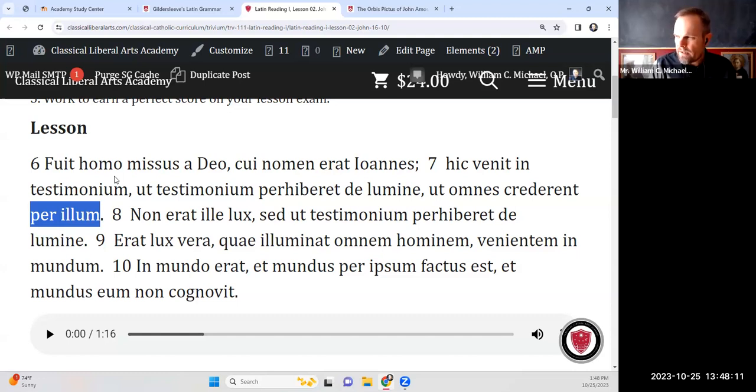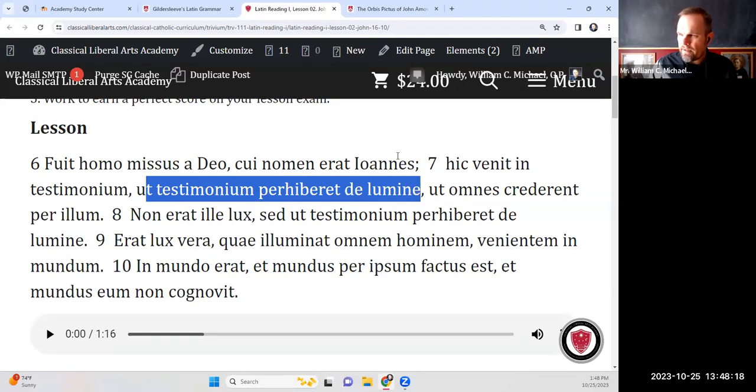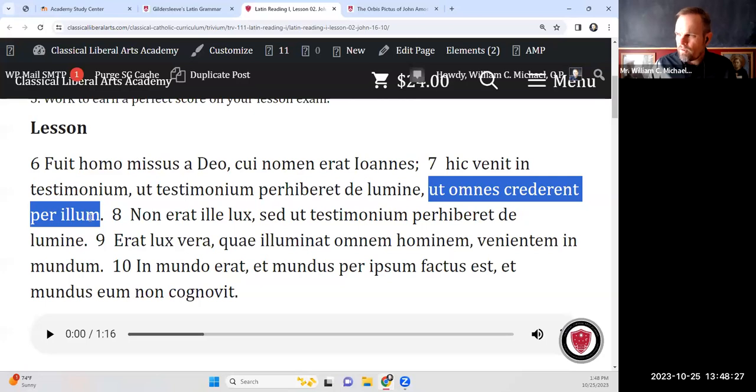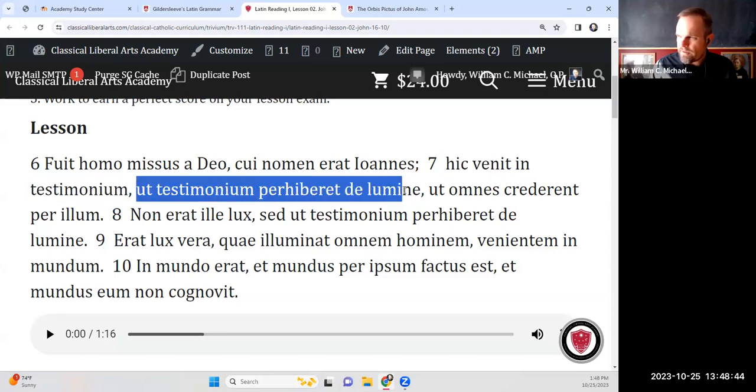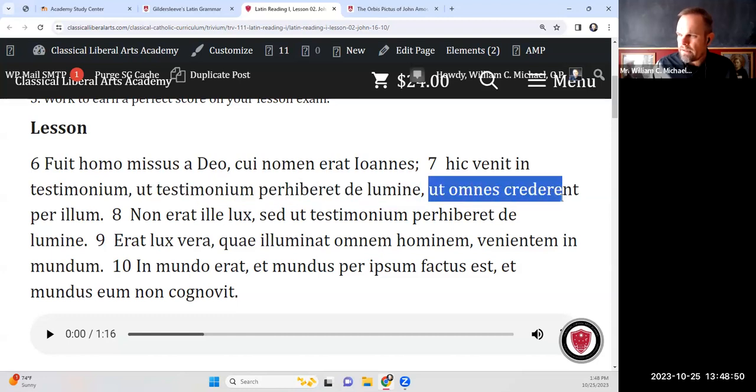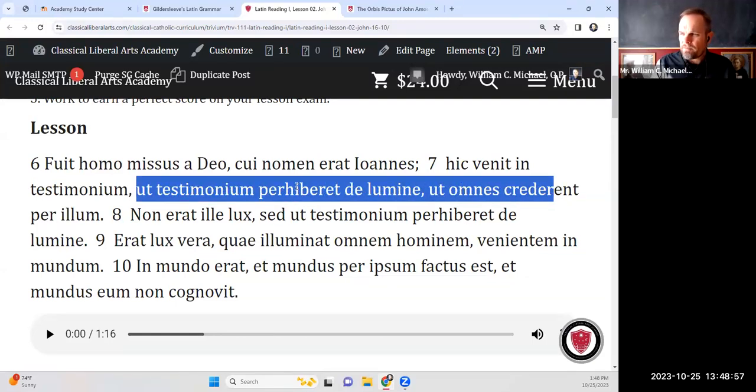So verse 7, hic venit in testimonium, this man came for a testimony, ut testimonium perhiberet de lumine, so that a testimony he might give about the light, ut omnes crederent per illum, so that all men might believe through him. So we have one main clause here. This man came for a testimony. That's our main clause. And then we've got these two clauses that state the purpose, so that he might give a testimony and so that all might believe through him. So we have one main clause and two what are called purpose clauses, that explain the purpose of the action.